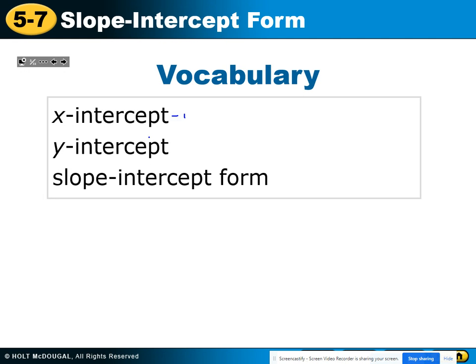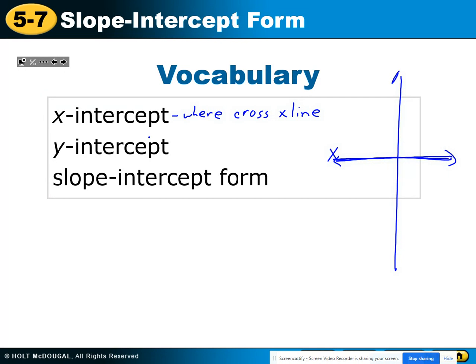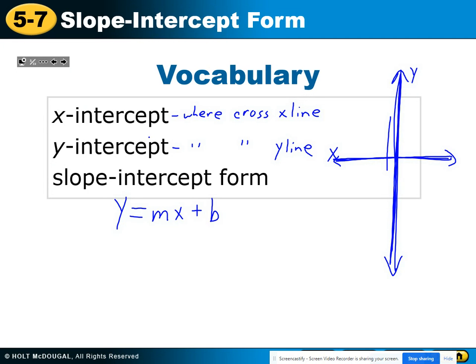X-intercept: where it crosses the X line. That horizontal line, right? So wherever the line goes across the X line, that's the X-intercept. The Y-intercept is wherever the line goes across the Y line, okay? And then slope-intercept form, well, that's the y equals mx plus b. And I've told you twice now, I'm going to tell you 3 or 4 more times today what that means.